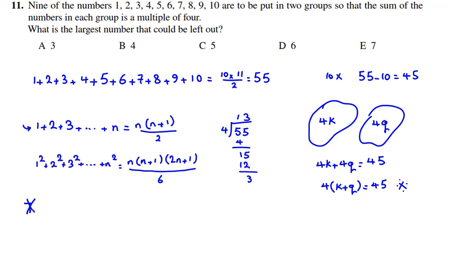Okay, if we remove 7, the sum of the rest of the numbers is 55 minus 7, which will be 48. Okay, and it's a multiple of 4. Now it says the sums of the numbers in each group shouldn't be equal. It says only a multiple of 4.